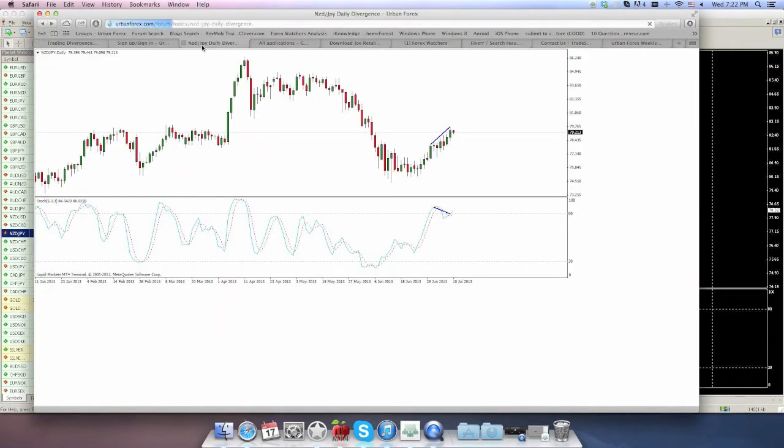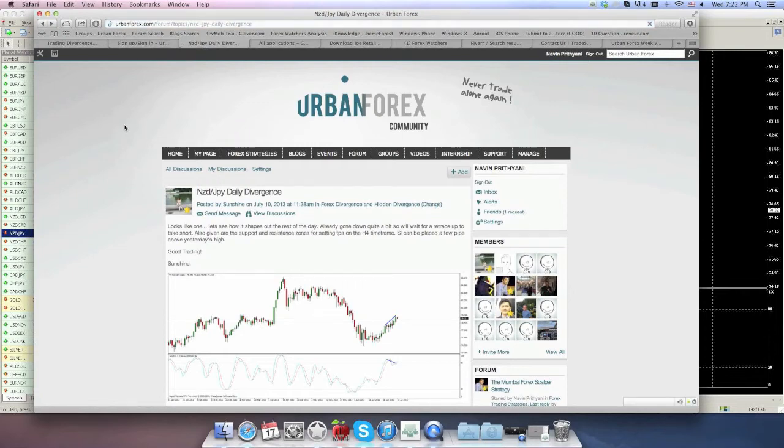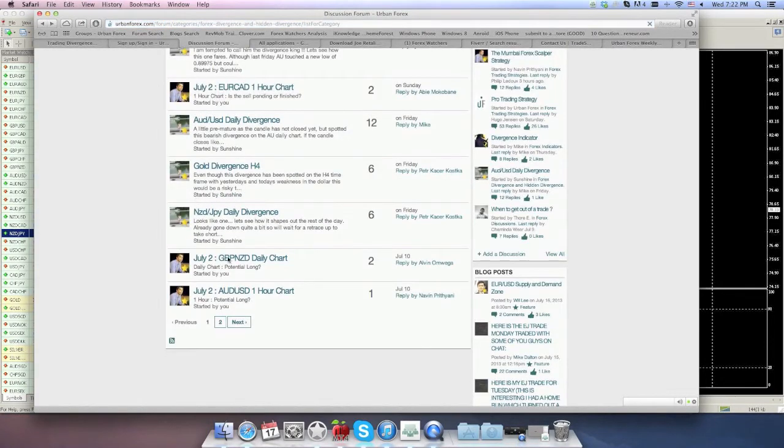Okay, so New Zealand Japanese yen worked out just fine. Let's take a look at some of the other ones by Sunshine. Okay, we had gold divergence on 4 hour. Let's take a look at that one.